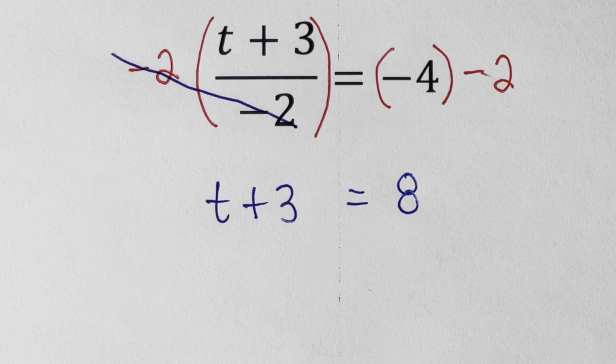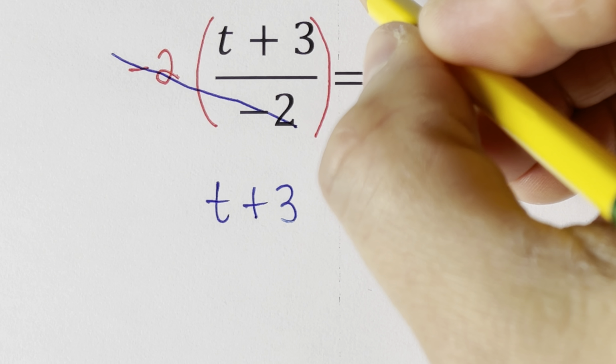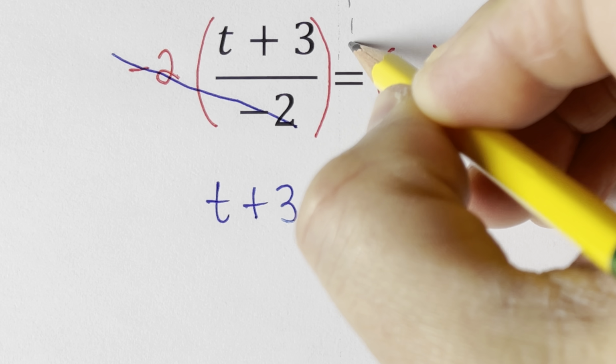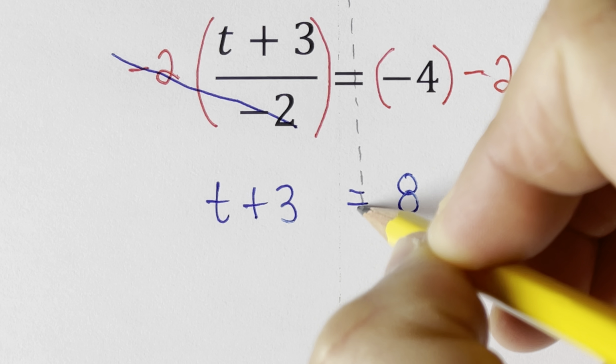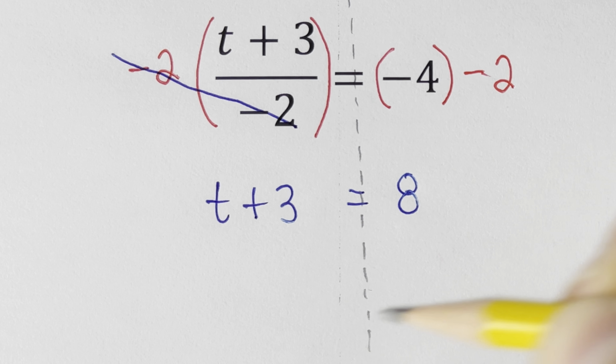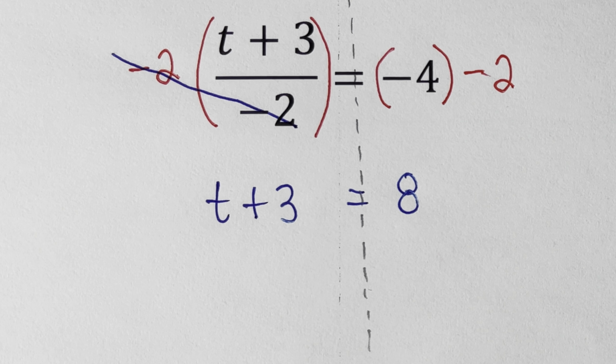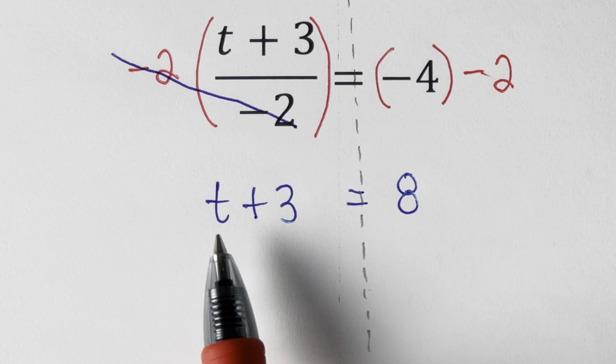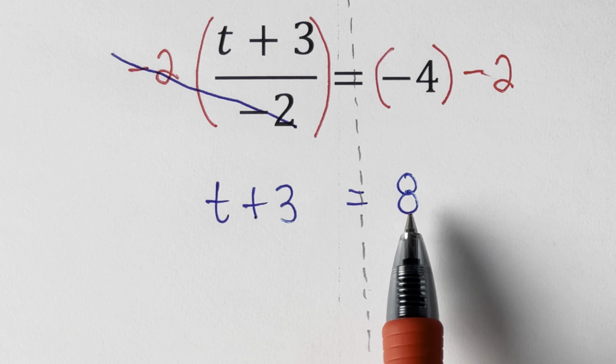Again, others are comfortable writing a division by drawing a broken line between the left side and the right side of the equation so they don't mess up with the work. That should be fine. Others are not comfortable writing this division right here. That should be fine too. So then we go ahead and say that this is t plus 3 is equal to 8.